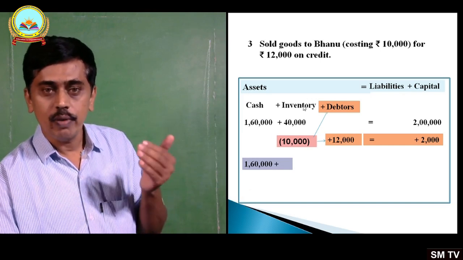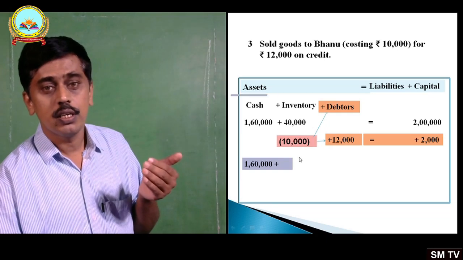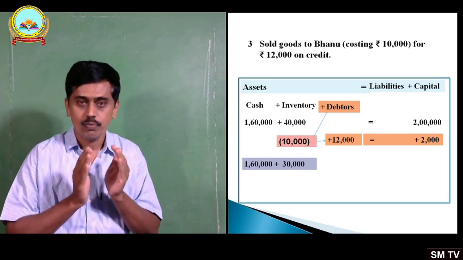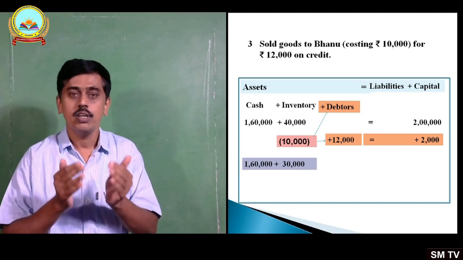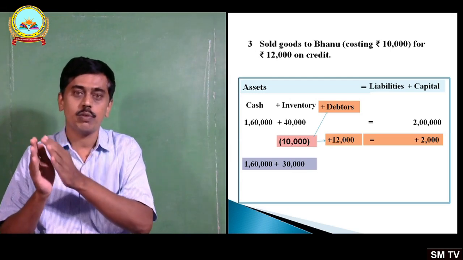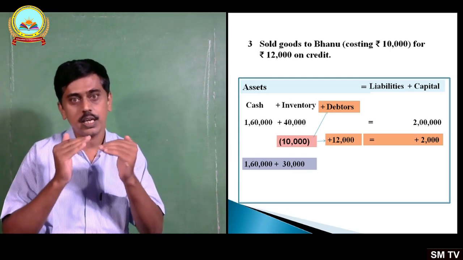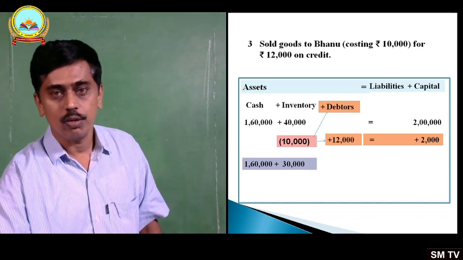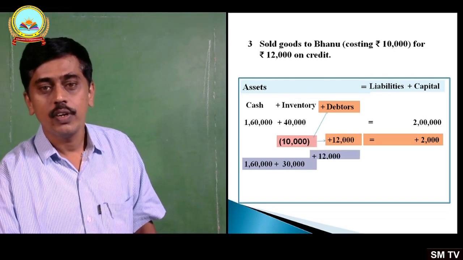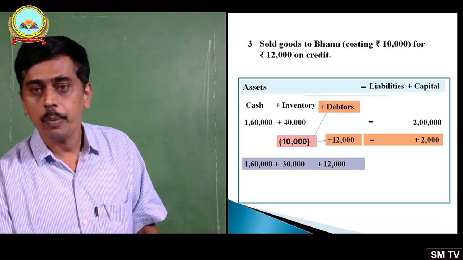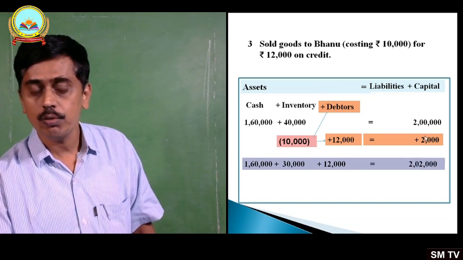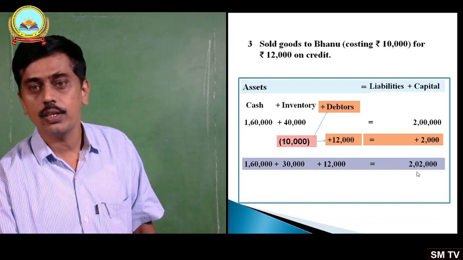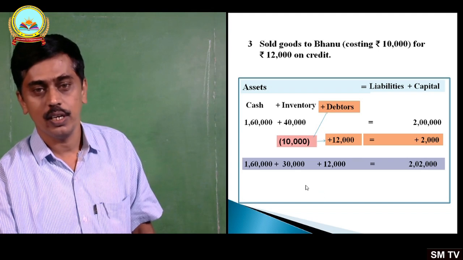Then inventory, how much? Earlier it was 40,000. Now it becomes 30,000. Earlier the value of inventory was 40,000 before this transaction. Now as inventory worth rupees 10,000 was sold for rupees 12,000, inventory reduced by rupees 10,000. So remaining inventory, how much? 30,000. Debtors, new entry here, 12,000 rupees. And capital, earlier it was 2 lakh. Now 2,000 profit because of sale, that is added to the capital. 2 lakh 2,000.